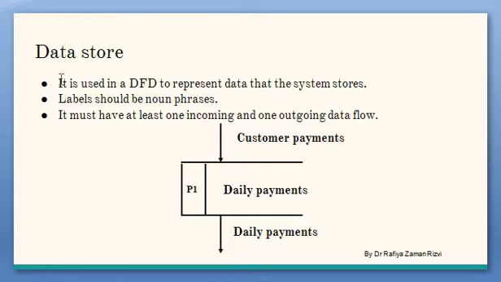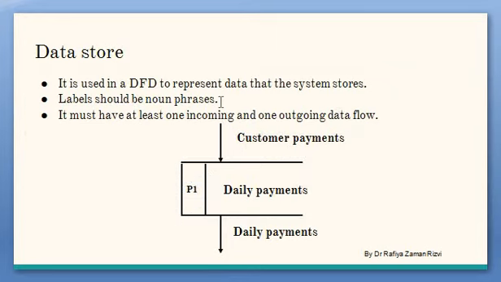Next we come to data store. What is a data store? So I told you this kind of a box with one side cut off and the other side is open. This kind of a box represents a data store. It is used in a data flow diagram to represent data that the system stores.